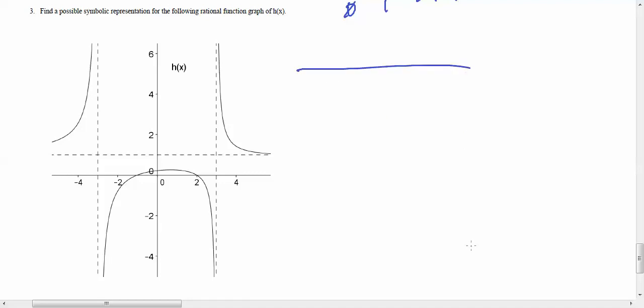Vertical asymptotes tell me that the denominator of this equation is going to have an x minus 3 and an x plus 3. That accounts for my negative 3 vertical asymptote, which is that one, and my positive 3 vertical asymptote, which is equivalent to that one.